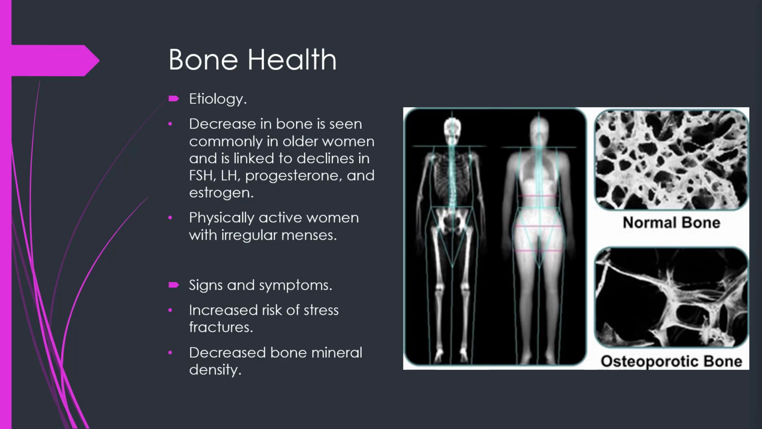Bone health. A decrease in bone is seen commonly in older women and is linked to declines in follicle-stimulating hormone, luteinizing hormone, progesterone, and estrogen. Physically active women with irregular menses are also at risk for bone health issues. Signs and symptoms include increased risk of stress fractures and decreased bone mineral density. The management is decrease in training volume, increasing the total caloric intake, and increasing calcium supplementation. Estrogen replacement therapy is another treatment that we can use.